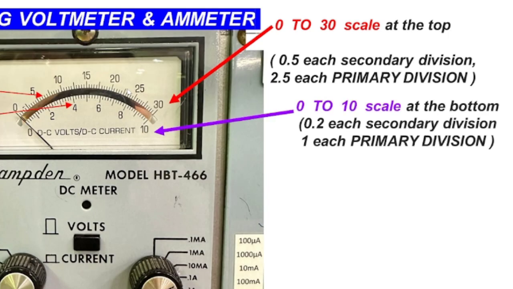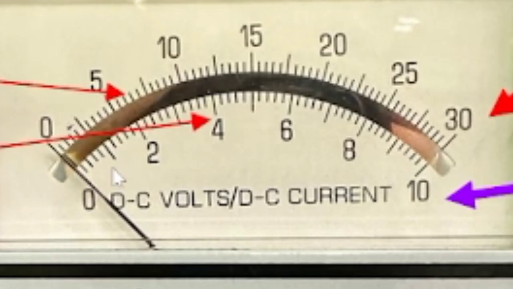Now, at the bottom scale, you will see the numbers 0, 2, 4, 6, 8, and 10. These numbers represent the primary division, and each of these long lines represents a value of 1. Therefore, this long line here at the bottom is 1, this is 2, next is 3, this is 4, this long line here is 5. This is number 6. This is 7. This is 8. This one is 9. And the last one will be 10.